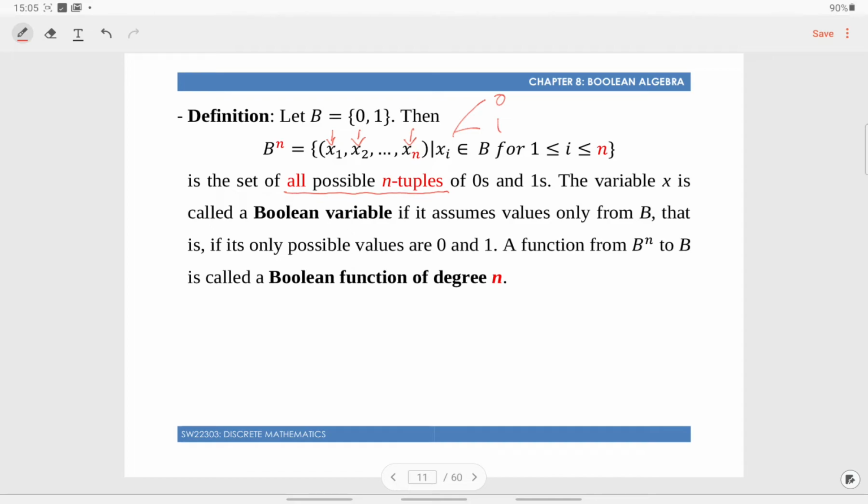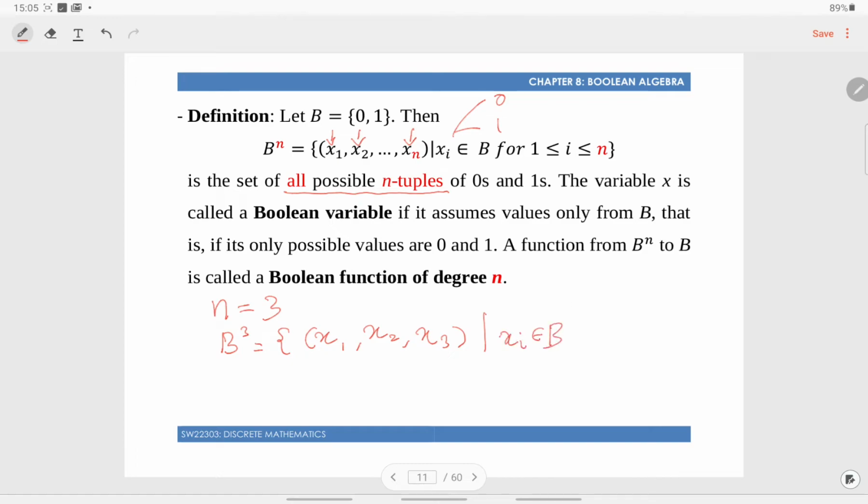I give you an example. Let's say our n is equal to 3. Okay, so our B3 is equal to a set that contains 3-tuples. Because n equals 3, we have 3-tuples. It contains all possible 3-tuples. We start with x1, x2, and x3.